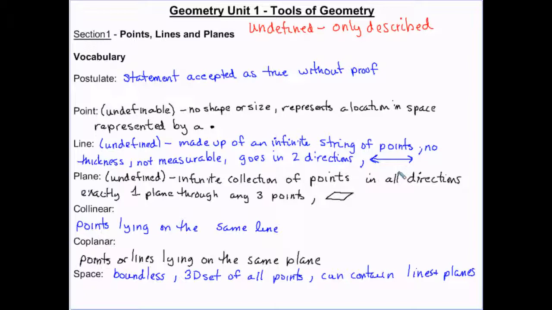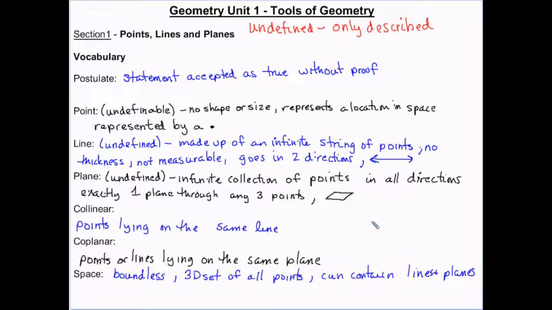We represent a point with a dot. We represent a line with a little tiny piece of a line with arrows on the end to show that it goes on forever and ever and ever. And then we represent a plane by drawing a parallelogram, which is just a squished rectangle off to the side.